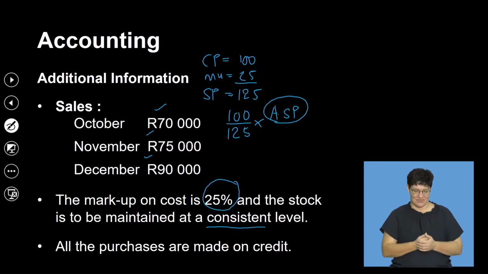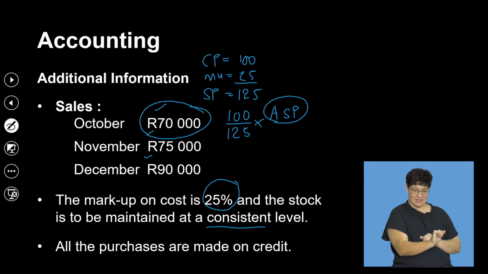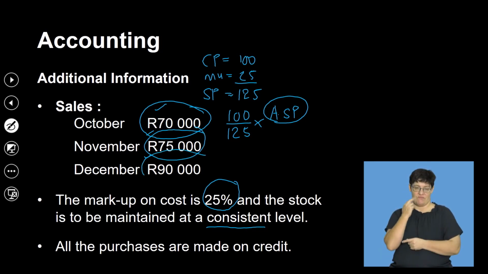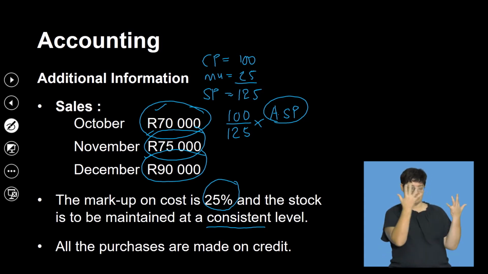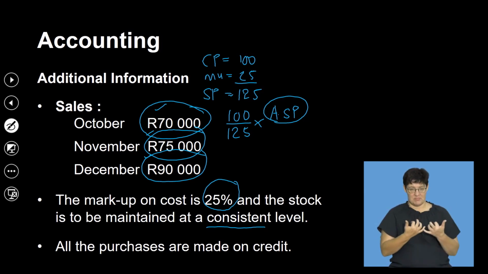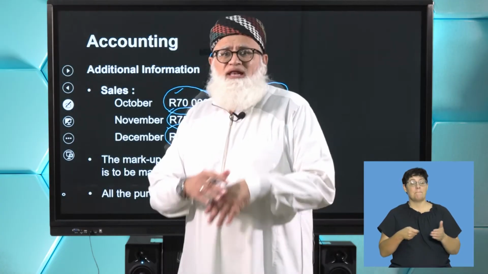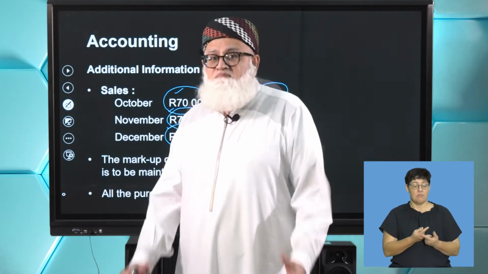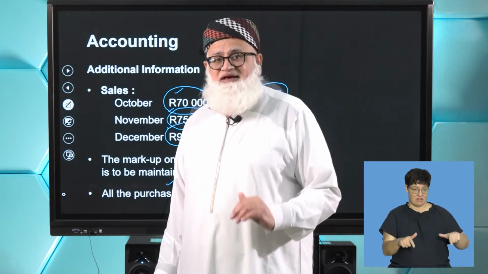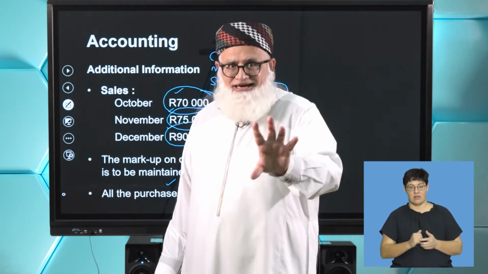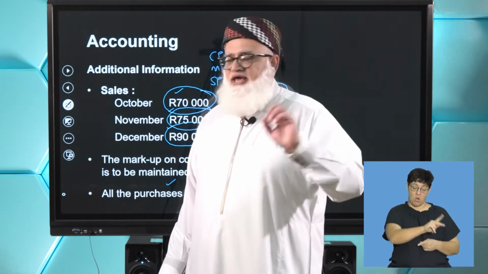Remember, you are given the selling price here of your sales figure for October. You're given the selling price for November, and you are given the selling price for December. You have to calculate the cost price. Okay, so we've sorted that one out. And you are told that all the purchases are made on credit, so that means whatever you've been buying to maintain base level stock, consistent levels of stock, is credit. No goods were bought for cash. Okay.